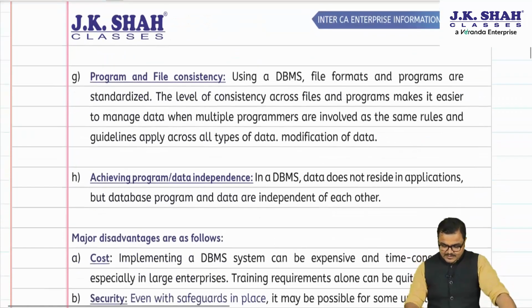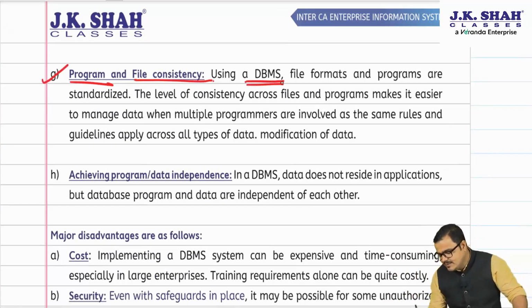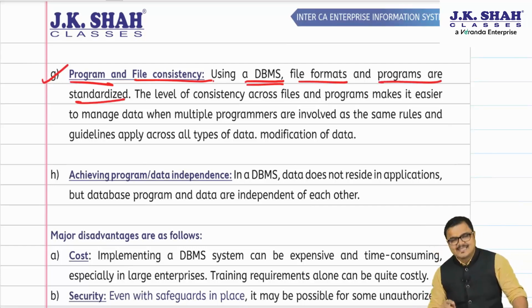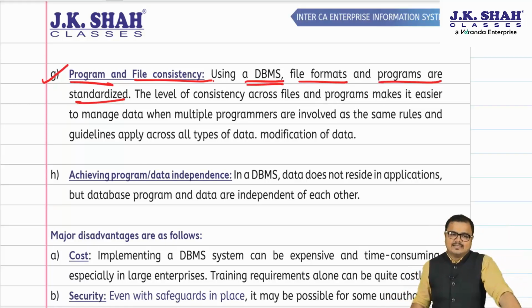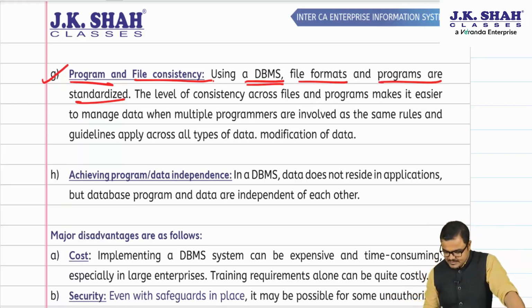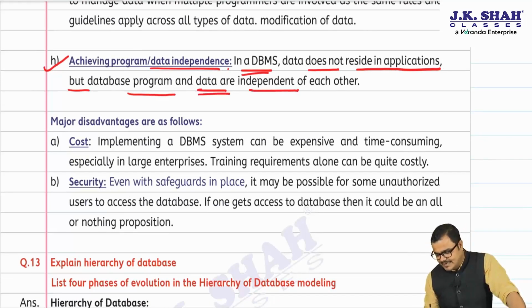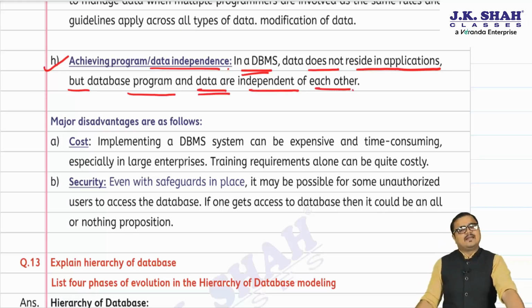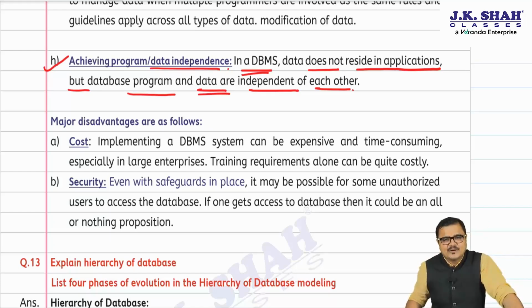Understood? Then this point was left, program and file consistency. Using the DBMS, file formats and programs are standardized. All file formats will be the same, so you can share the file with other people and they can also easily access it. And then achieving program or data independence. In DBMS, data does not reside in the application, but the database program and data are independent of each other. So application is different and database is different. Am I very clear to all my dear chartered students? Let's see the next question now.